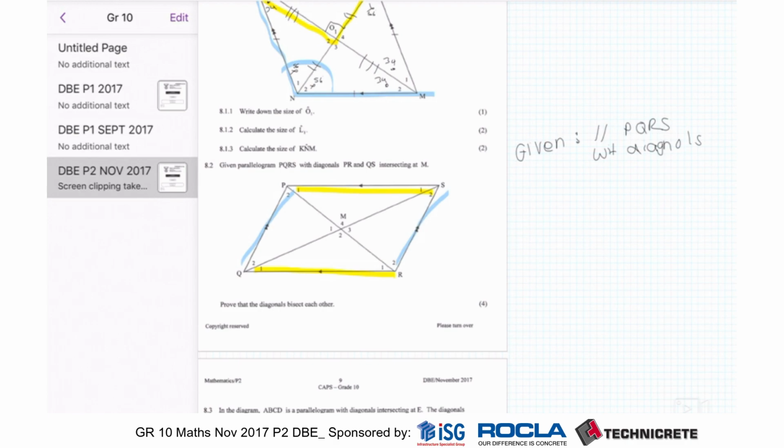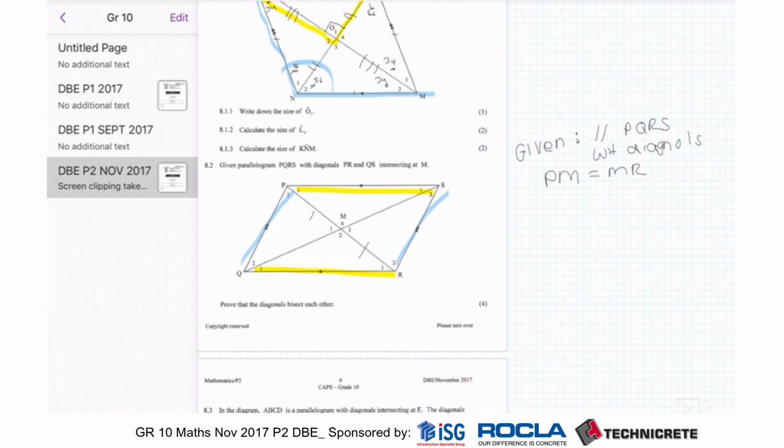We are proving that PM is equal to MR. So we want to prove that PM is equal to MR because they want us to prove that the diagonals bisect, that they are equal. Okay, so the first thing that we need to say is we need to isolate our triangles.